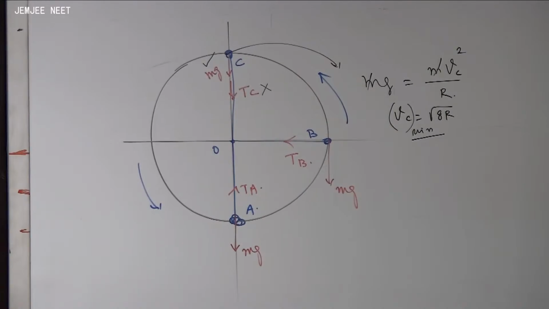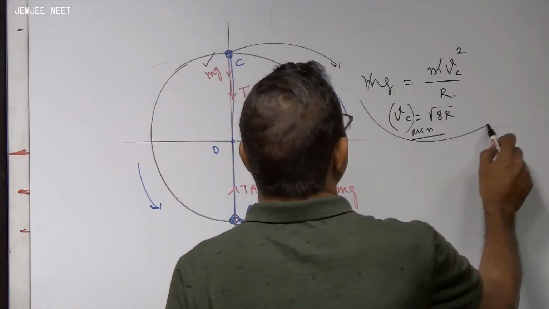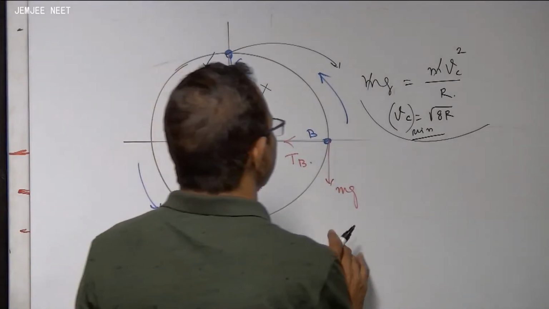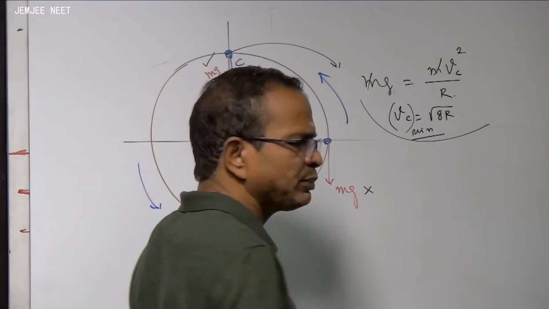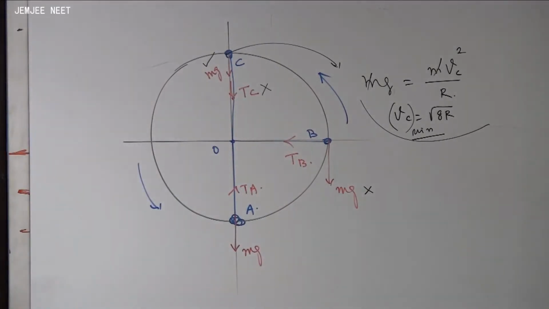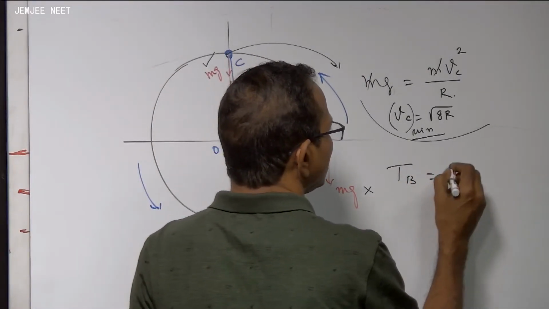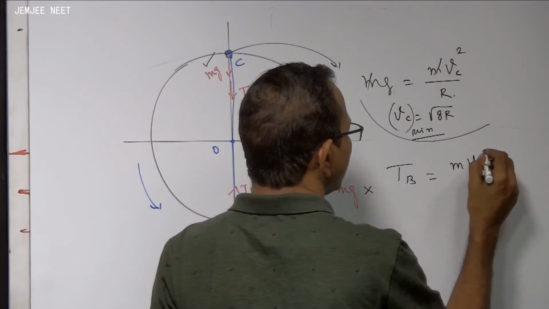No. This is nothing to do with the question. First, let me explain the concept, and then we'll come to the question. I am teaching you the concept of vertical circular motion. This mg is neither going to help you nor going to disturb you. So your centripetal force is given by one and only tension at B. Therefore, tension at B should support you for mvb square by R.